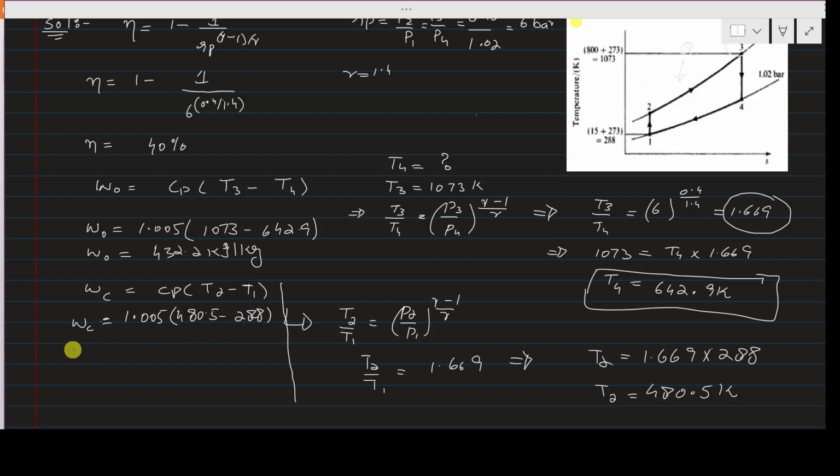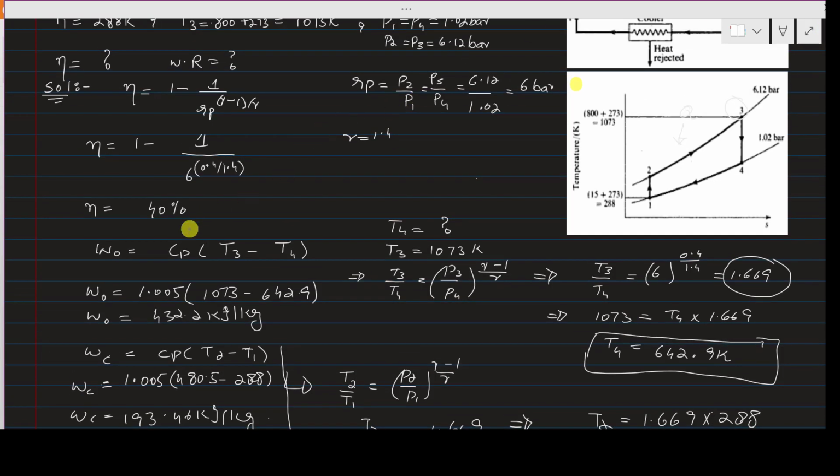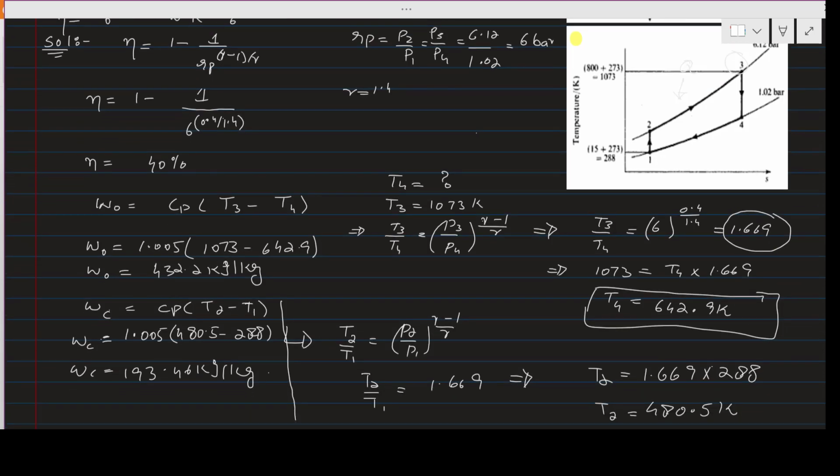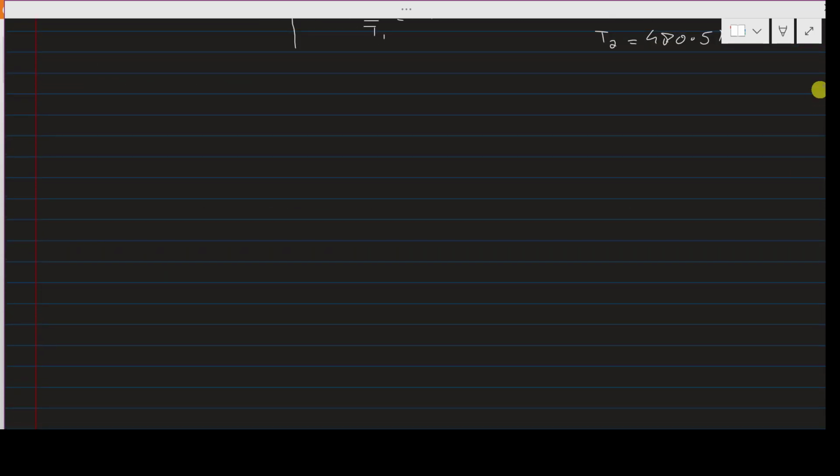So the work that is required to run the compressor is 193.46 kilojoule per kg. Remember, we are interested in finding the value of the work ratio. Here our main concern is to find the work ratio, and we are near its calculation.